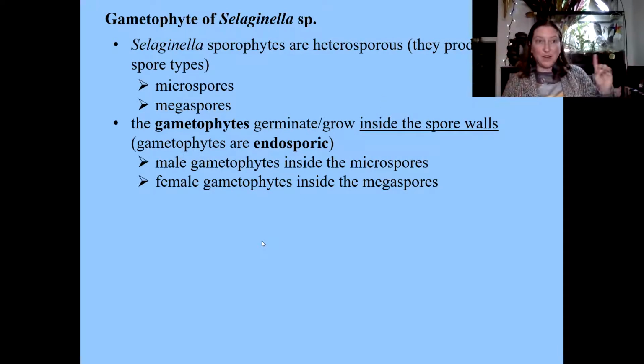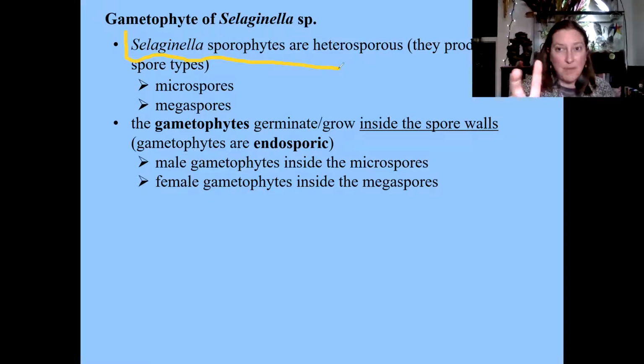Lycopodium sporophyte plants are homosporous. Selaginella sporophyte plants are heterosporous. They make two different types of spores. What kind of spores do they make? They make microspores and they make megaspores.